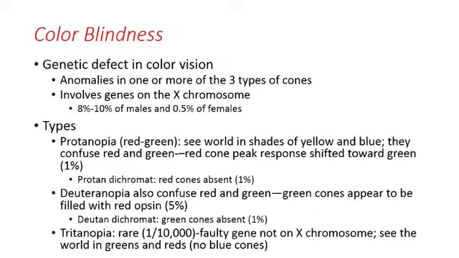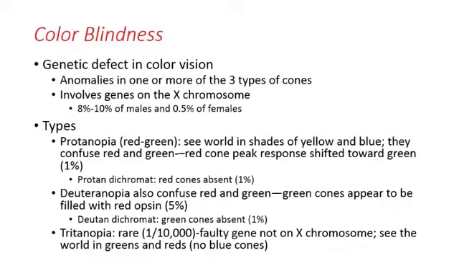There are three major types, or some sort of subcategories, but we have protanopia, which is a red-green color blindness. These people have a red cone peak response that is actually shifted more toward the green response. So they don't really see red that much. They are liable to confuse red and green. A protan dichromat has red cones that are absent.